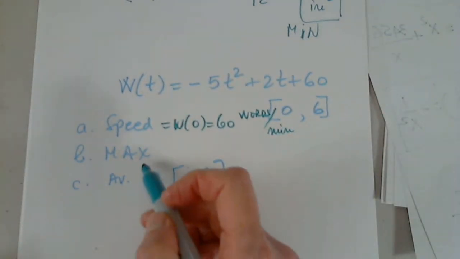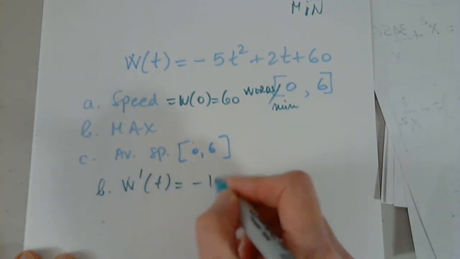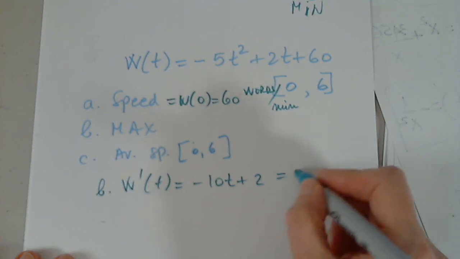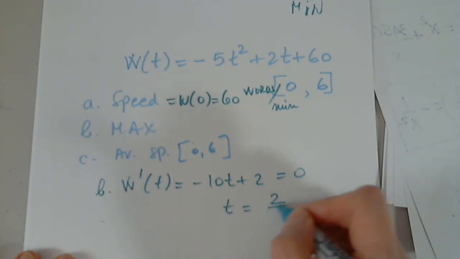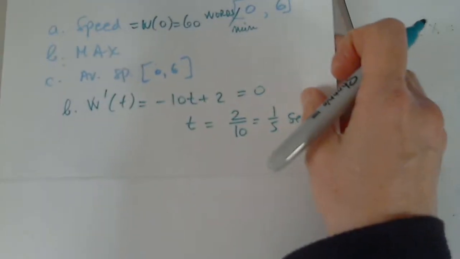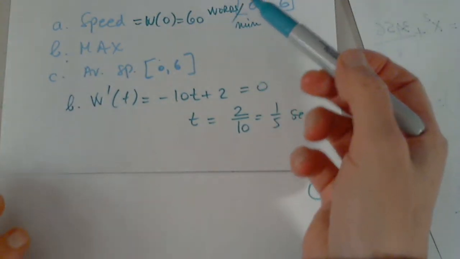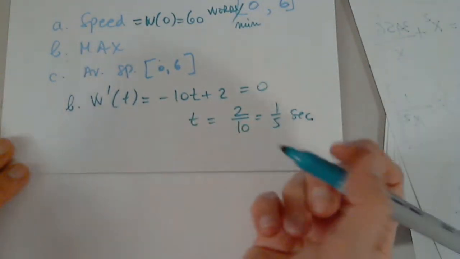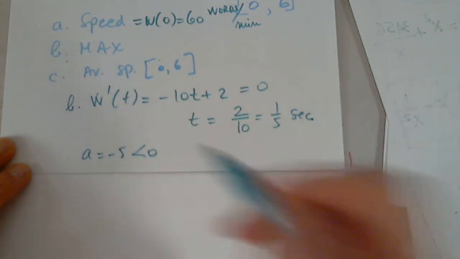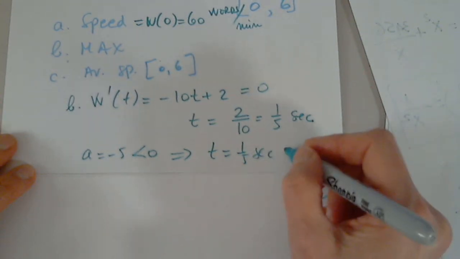Good. So now we have to find the maximum. Finding the maximum requires finding the derivative: negative 10t plus 2. Setting this equal to 0 gives t equals 2 over 10, or 1 over 5. At this point, I have to show that it's a quadratic function, so here I really don't need to use calculus. I can say a equals negative 5, which is less than 0. So for sure, t equals 1/5 gives a maximum.